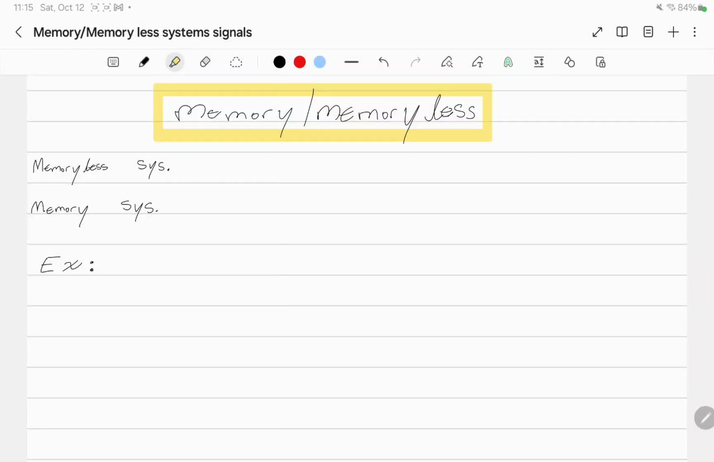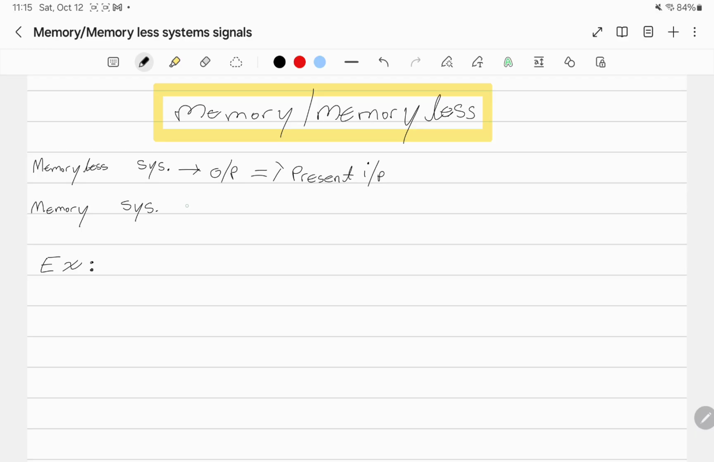So, just to go over memory versus memoryless systems. First of all, in the lectures, the teacher explained that a memoryless system's output is dependent on the present input, and this will make more sense in examples.